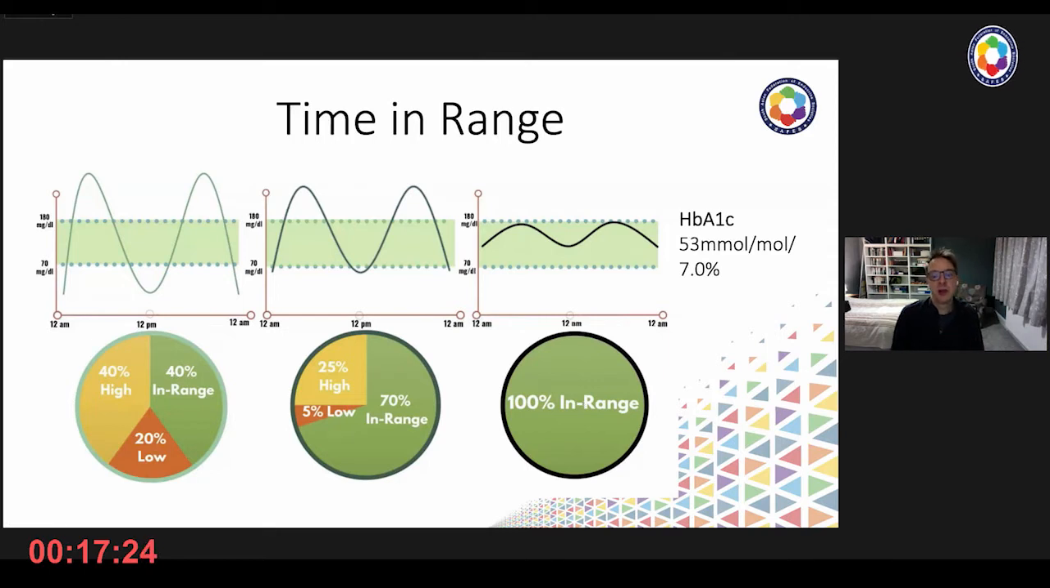So times in ranges, and I'll talk about time in range, which is the time between these 2 green lines. And I'll talk about times in ranges as a general description for all of the time above, time within, and time below. So you can see that the times in ranges for these 3 different profiles are very different, while the HbA1c is the same. And it's this principle that means that time in range may be useful for people living with diabetes and for us as healthcare professionals.